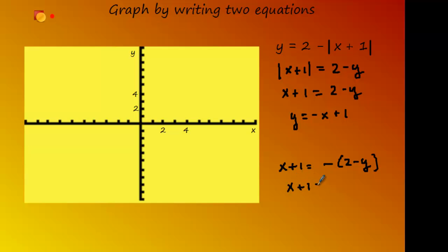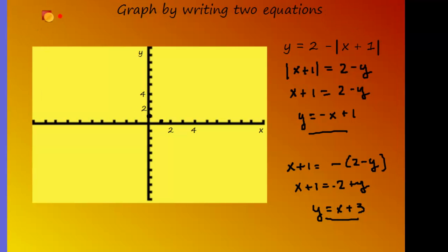Then on the second one, I'm going to remove the parentheses by distributing the negative sign. That should be -2 plus y. And then I'm going to solve for y, so I'm going to add 2 to both sides. So that's going to equal x plus 3. So I have my two equations, so I'm going to go ahead and graph those. So this one has a y-intercept of 1 and a slope of -1, so it's down 1 and over 1. So I have my first line that I can go ahead and graph.